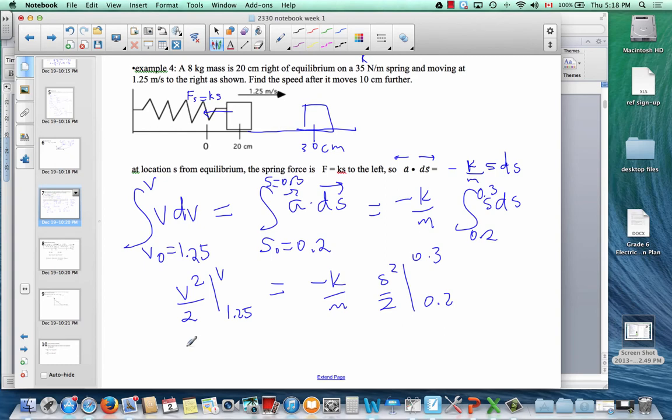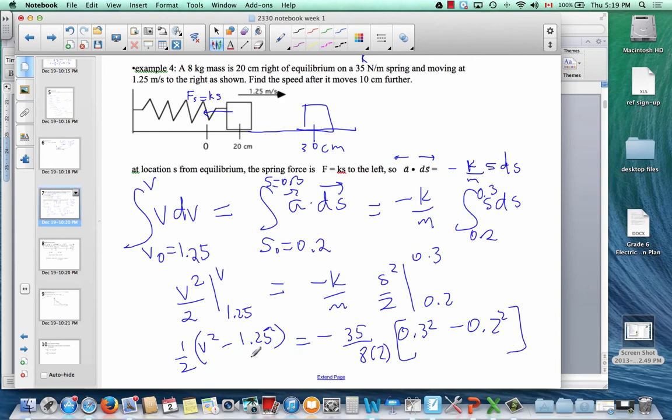So this tells us that 1/2 the unknown velocity squared minus the 1.25 squared, that's the initial velocity, is minus k over m. I suppose we can put in the value for k is 35 and the mass is 8. And then this is going to be the 0.3 squared. I'll also pull out the 1/2 here, minus 0.2 squared. So this equation, let's not miss the squared here as well. This equation, when solved, will give us the correct value of velocity.